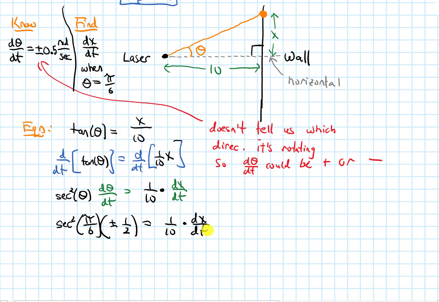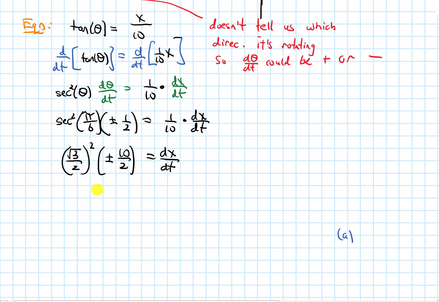Okay, secant of pi over 6. If I use the unit circle, this is root 3 over 2, so I need to square that. And that's going to get multiplied by a plus or minus half. Let me multiply this 10 over, and I'll get 10 over 2, and that equals dx dt. So if I square this, we get 3 over 4 times plus or minus 5 equals dx dt. So dx dt is going to be plus or minus, when I multiply, 15 over 4.